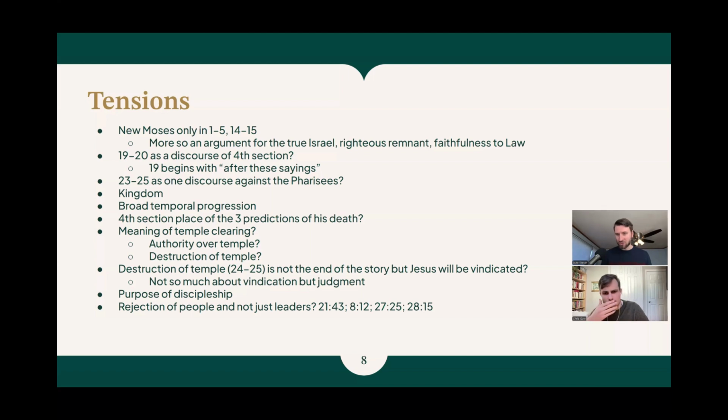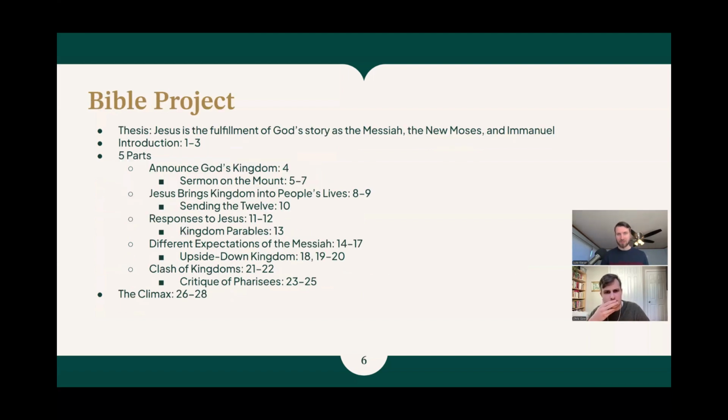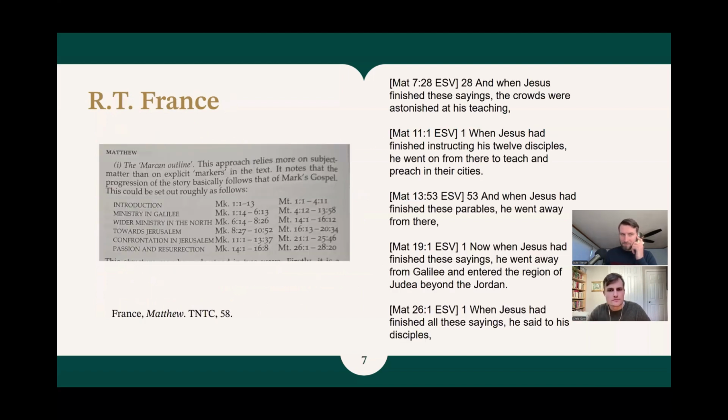Another structural tension: they're focusing on the five discourses, but what they don't have in their structure here are the three predictions of Jesus. And this is actually what I like about the Markan outline.